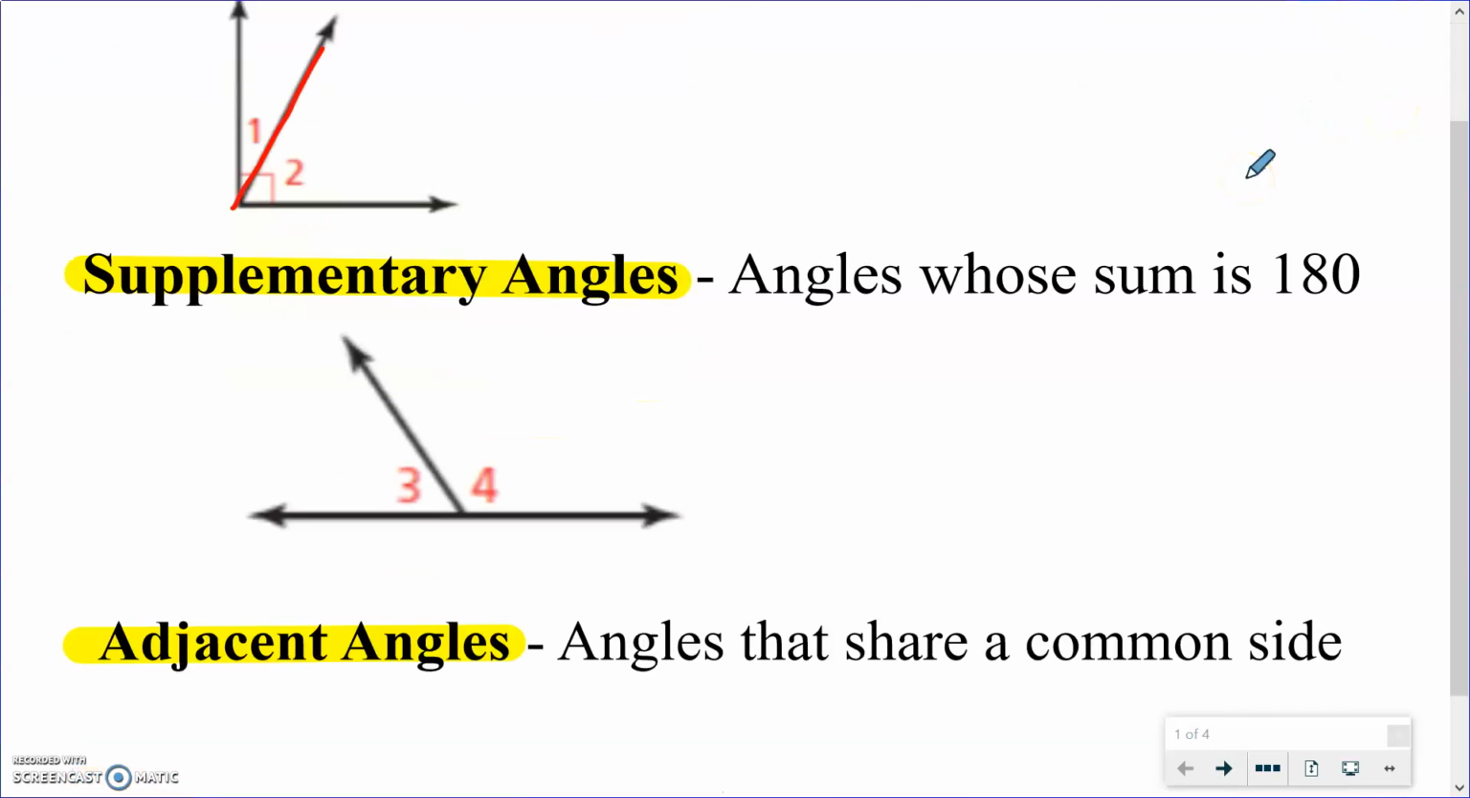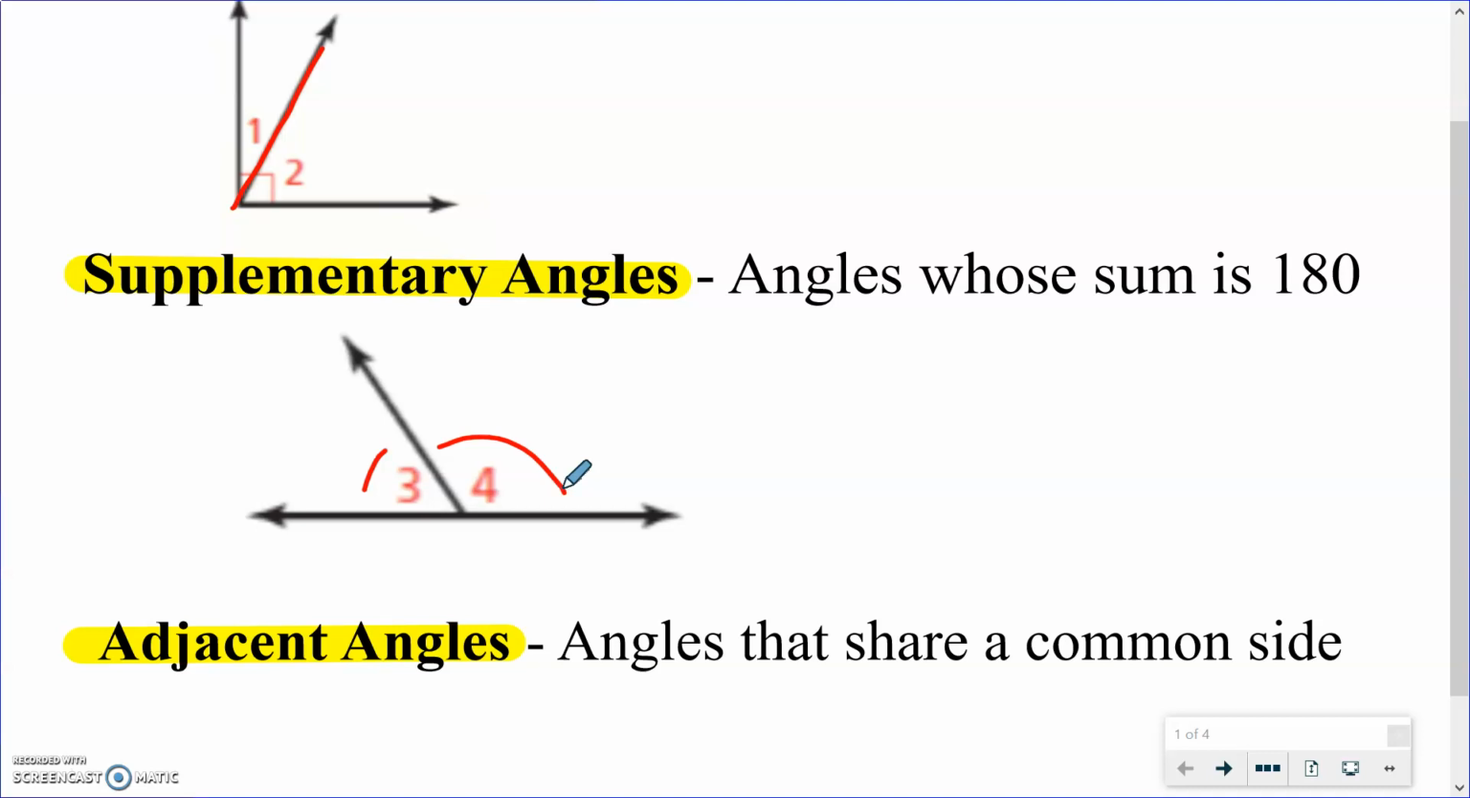Supplementary angles are angles whose sum is 180. Same thing, they need to add up to 180, but they don't have to be sharing a common side. But there is a name for angles that do share a common side, and that is adjacent angles. And so angles are called adjacent if they share a common side.